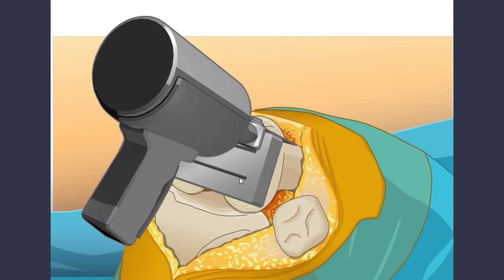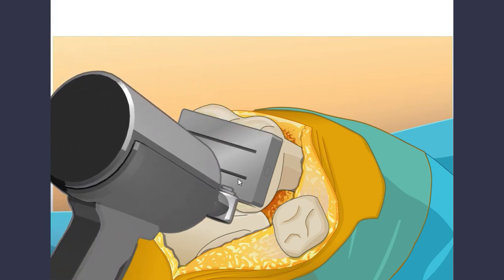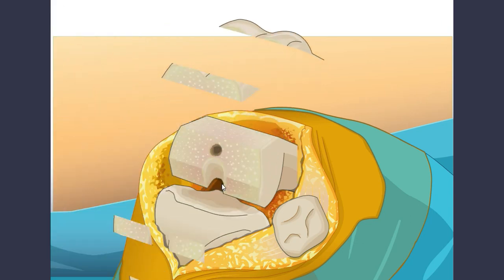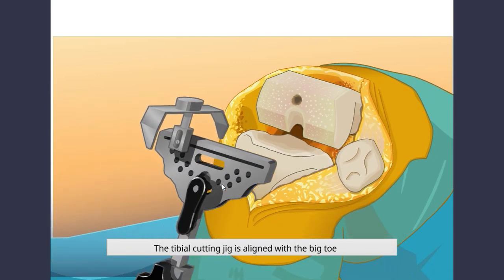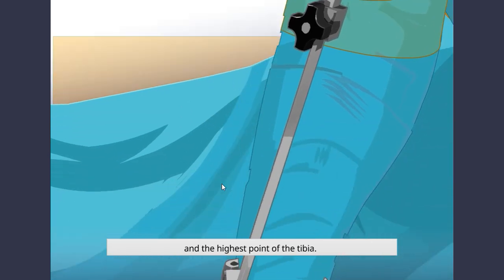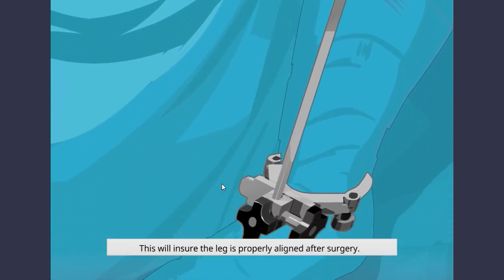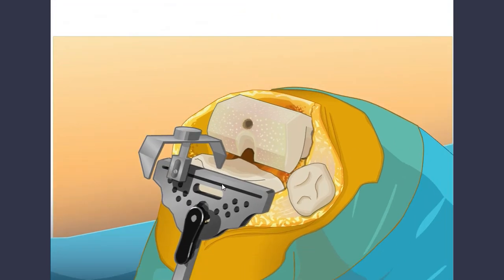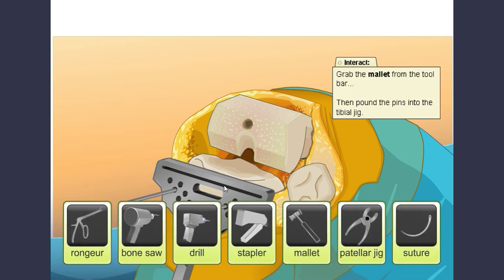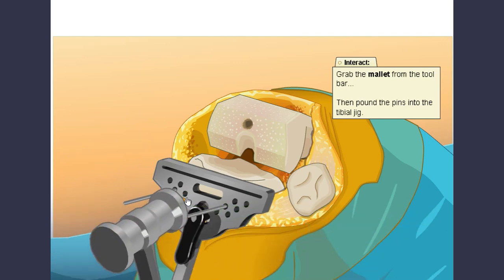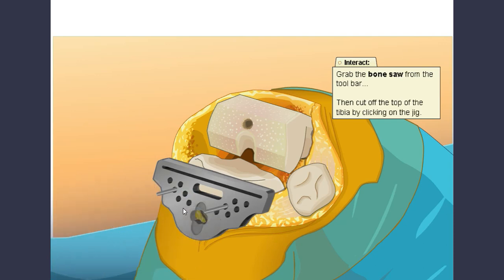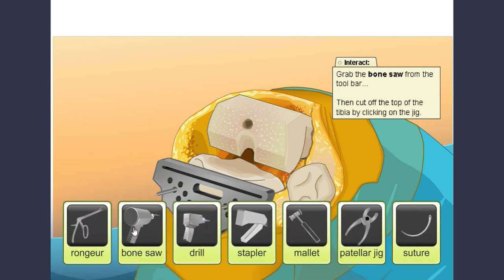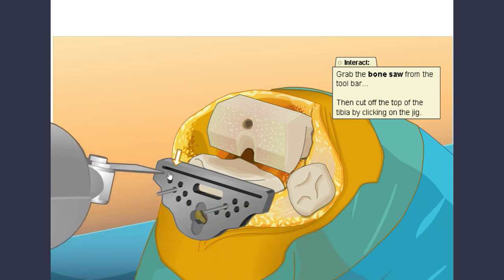Let's move on and shape the tibia. The tibial cutting jig is aligned with the big toe and the highest point of the tibia. This will ensure the leg is properly aligned after surgery. Holes in the tibia and patella are drilled and chiseled out, which will enable the new components to attach properly. Time to place the jig in place with more pins. Use the bone saw to cut off the top of the tibia and prepare it for the new tibial components.